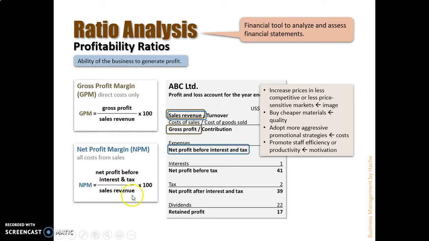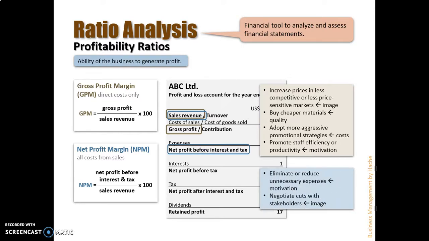a percentage number. And again, it will show you more precisely, maybe because you're now adding the other side of the expenses, the indirect expenses, the indirect costs, to show the ability of the business to generate profit. If this percentage is too low, then there are ways also to increase it. Besides the previously mentioned tactics, these other two can help. For example, you can eliminate or reduce unnecessary expenses.